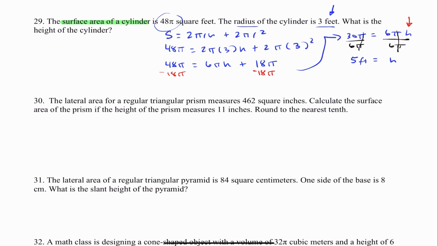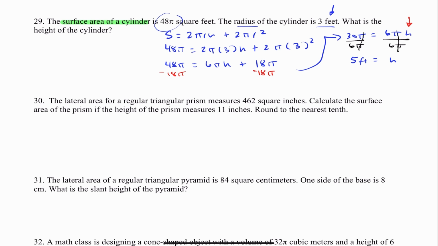Calculate the surface area of the prism if the height of the prism measures 11 inches. Round to the nearest tenth. Now be warned, this problem here is going to be very, very challenging. It's actually a lot of work, and it requires you to just pay attention to little things here and there. So let's go ahead and get started with the lateral area.